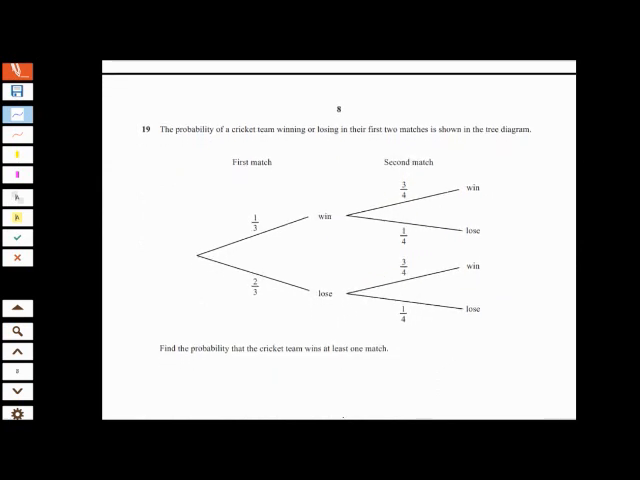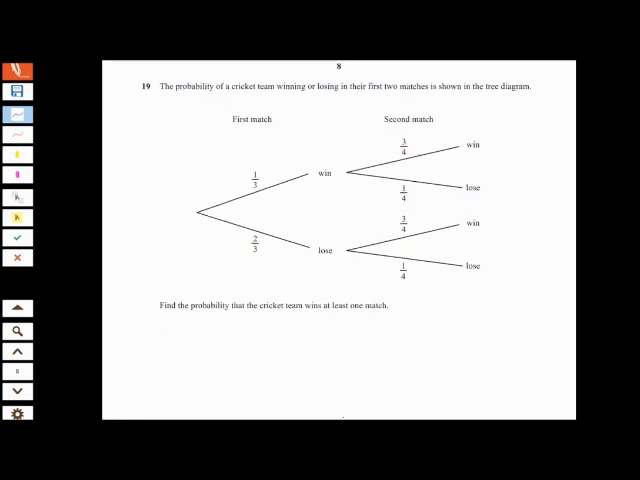Alright. Now probability. The probability of a cricket team winning or losing in their first 2 matches is shown in the tree diagram. Find the probability that the cricket team wins at least one match. At least one match. What does that mean? Win, win, or win, lose, or lose, win, but not lose, lose. This last one, they don't want it. They don't want the team to lose both times. They just want at least one win. So these are the 3 possibilities.